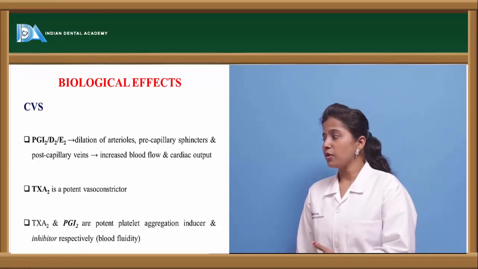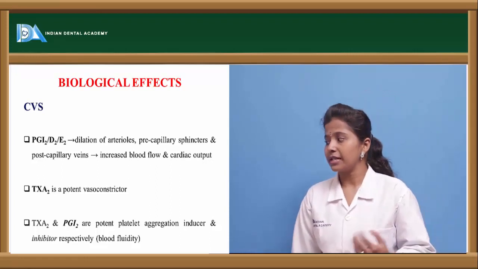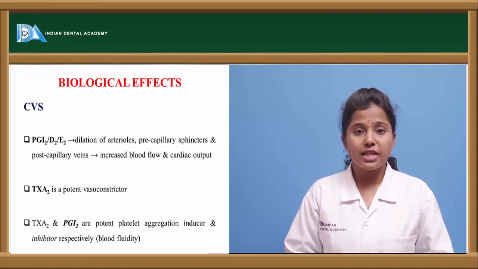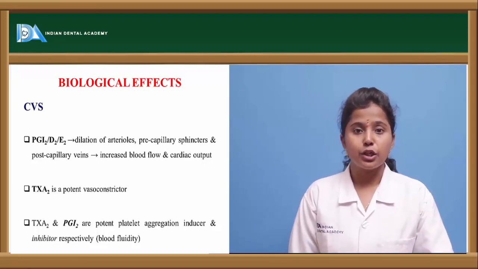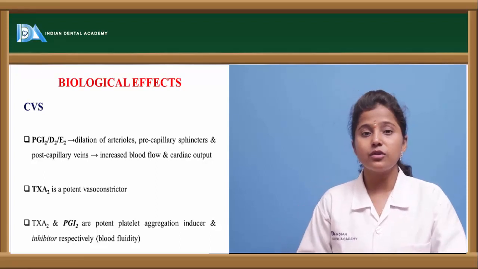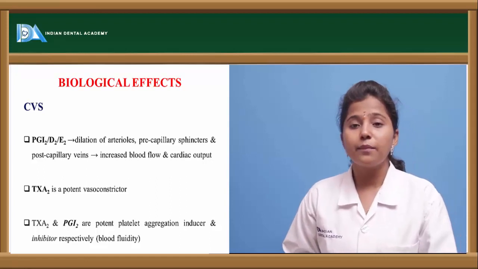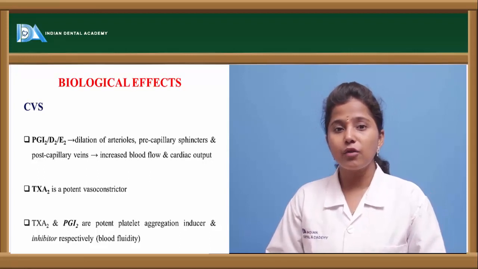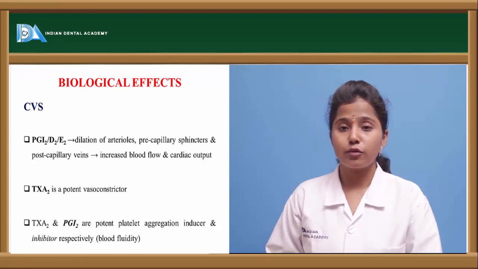And thromboxanes as well as PGI2 are potent platelet aggregation inducers as well as inhibitors. So these play a major role in platelet aggregation. If there is a heavy hemorrhage or heavy blood loss, when thromboxanes or PGI2 are released in the body, the platelet aggregation is inhibited. But in a few cases, this platelet aggregation can be potentiated also because of these prostaglandins.